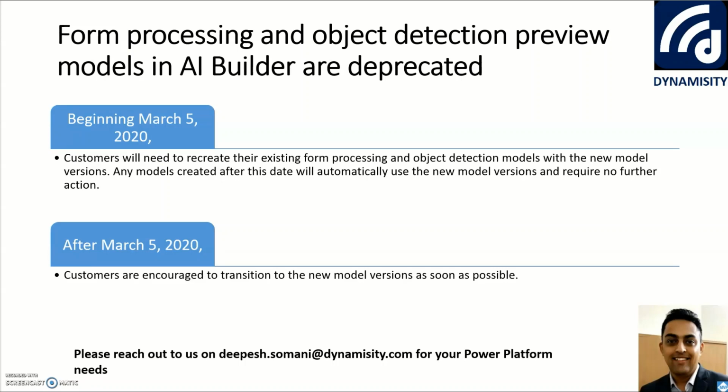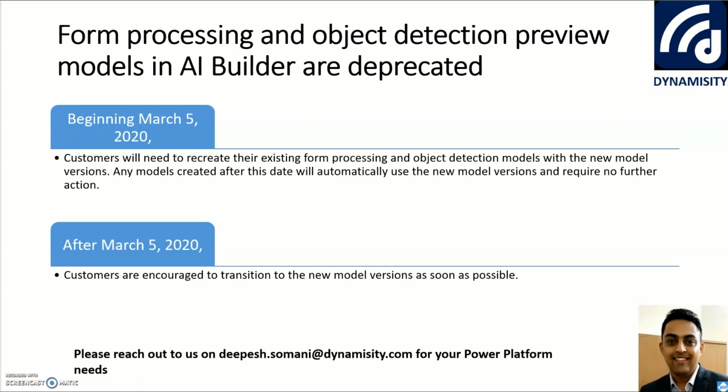What does that mean? Beginning March 5, 2020, customers will need to recreate their existing form processing and object detection models with the new model versions. Any models that you created after this date will automatically use the new model versions and require no further action. For the ones which were done before March 5, you are encouraged to use the new model versions as soon as possible.